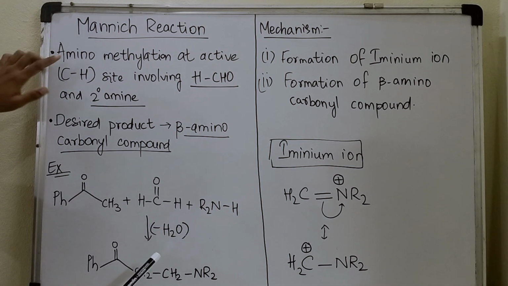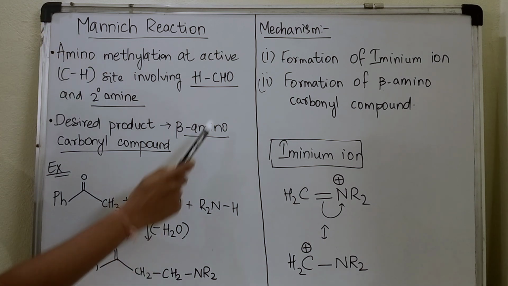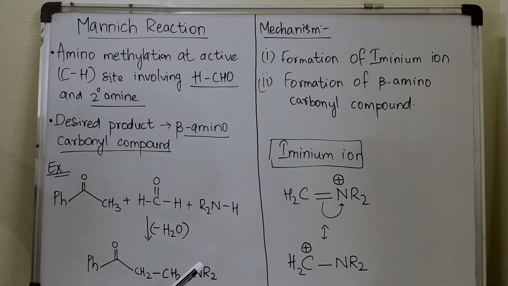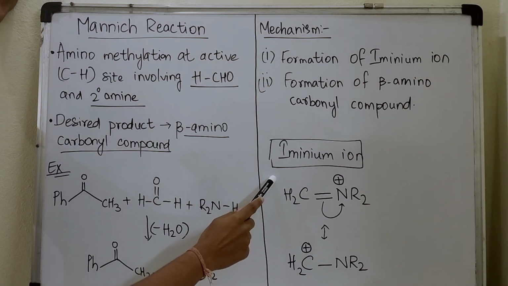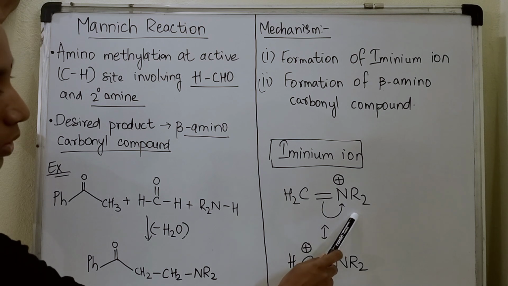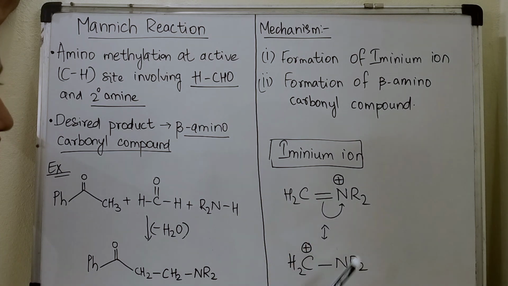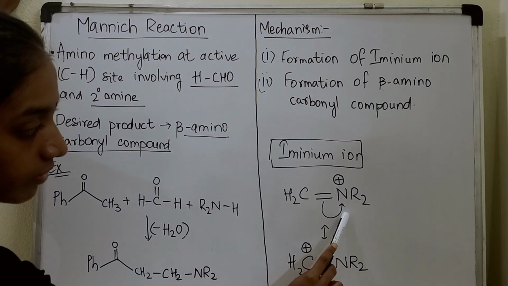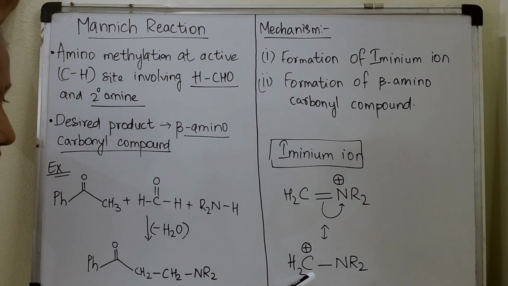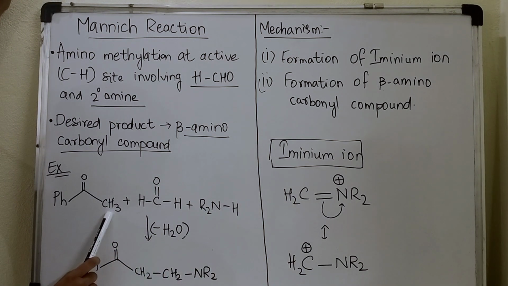So first of all, what is aminomethylation? When formaldehyde and a secondary amine react with each other, they form an ion called an iminium ion. The structure of the iminium ion is CH2=NR2, where nitrogen carries a positive charge. As the nitrogen is positively charged, it will take the bond from the carbon atom, leaving the carbon positively charged. This positively charged compound will react with the active CH site, giving us a beta amino carbonyl compound.